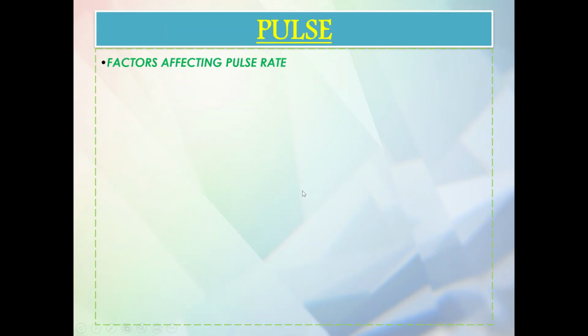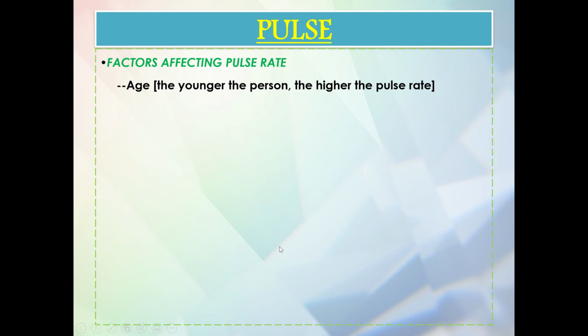Okay, so next we have the factors affecting pulse rate naman. So what are the different factors that affect the pulse rate of the patient? For the age, the younger the person, the higher the pulse rate. So kung mas bata, mas mabilis yung tibok ng kanilang pulse. Gender, after puberty, females are greater than males.